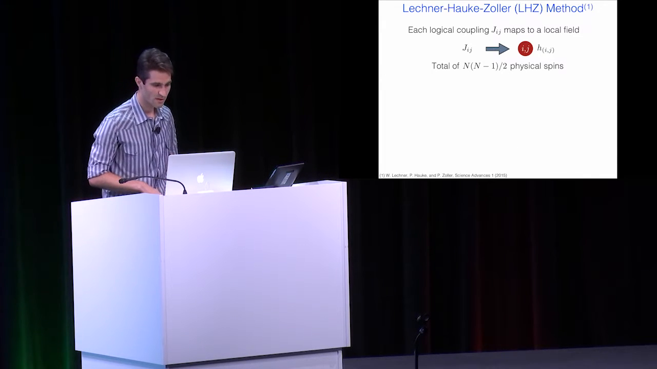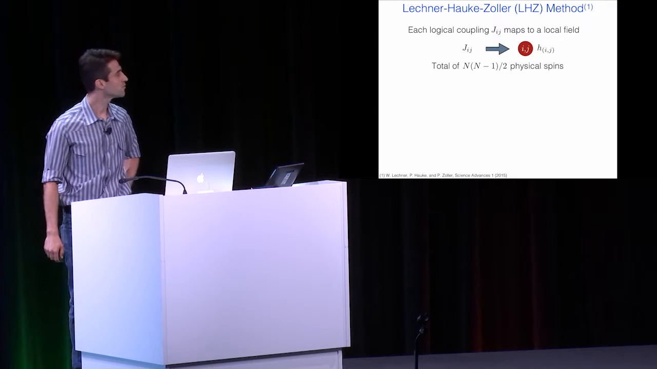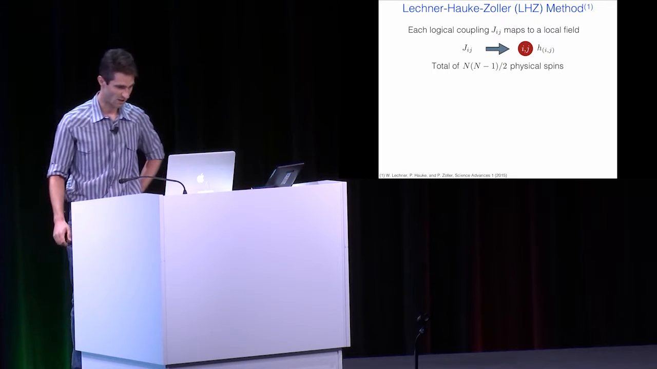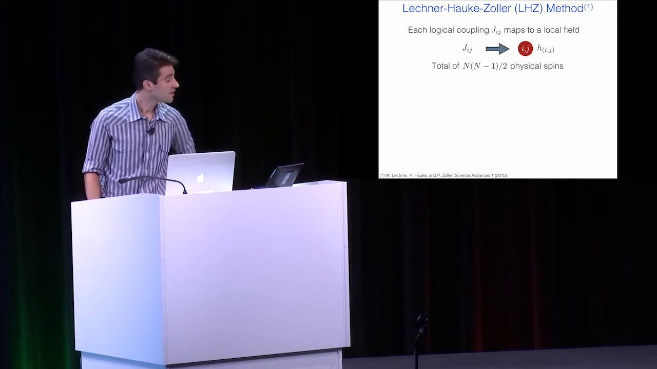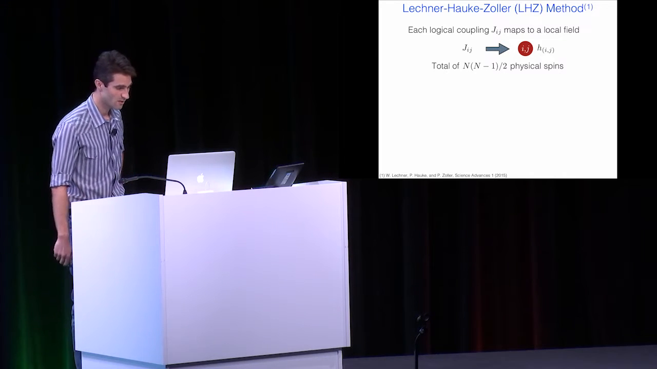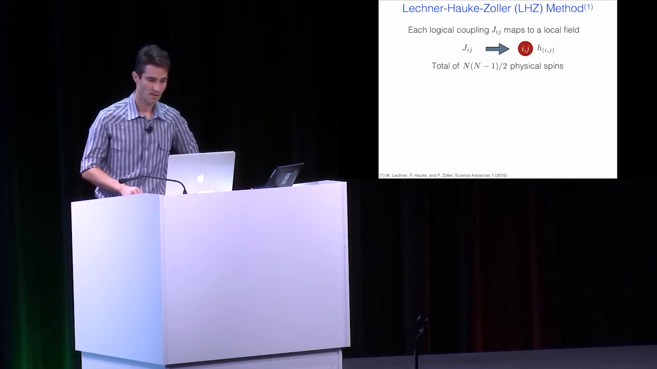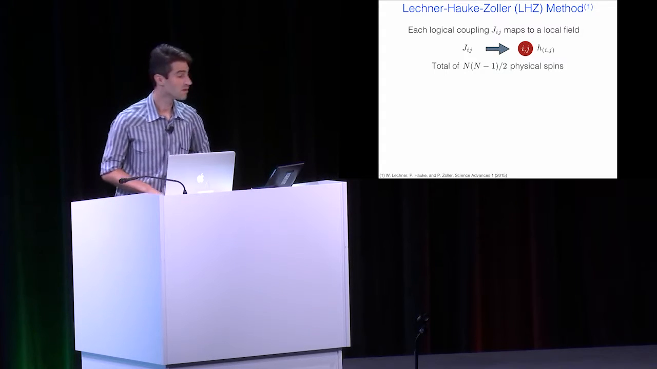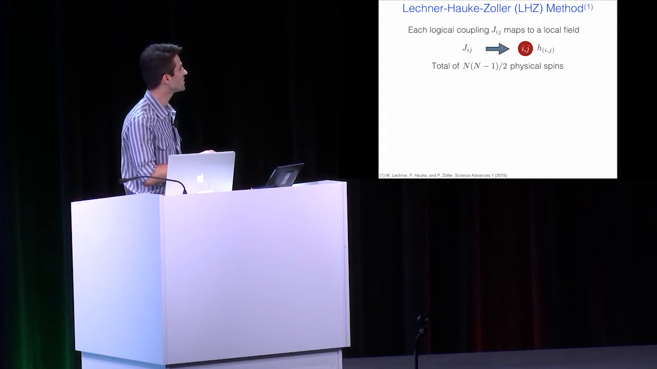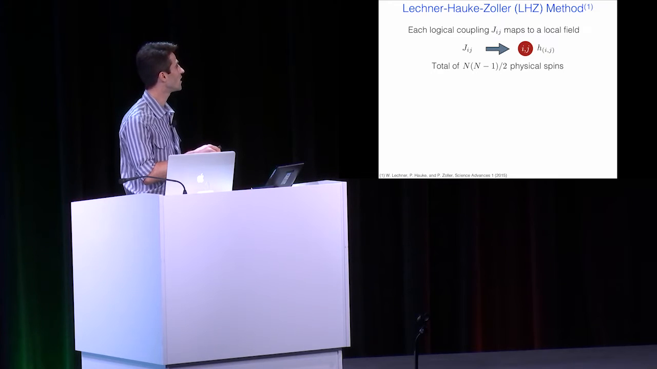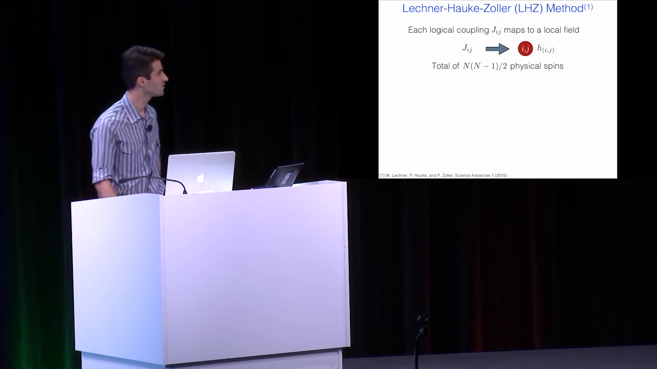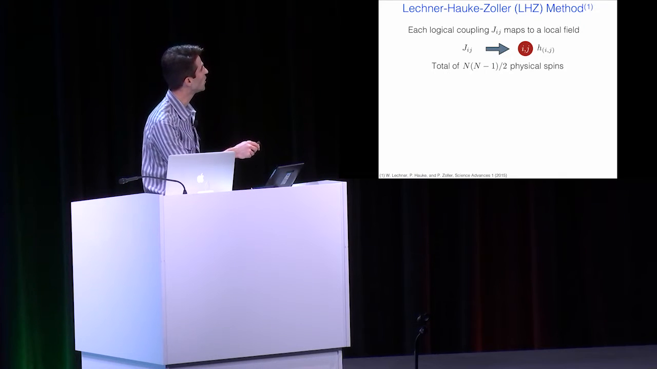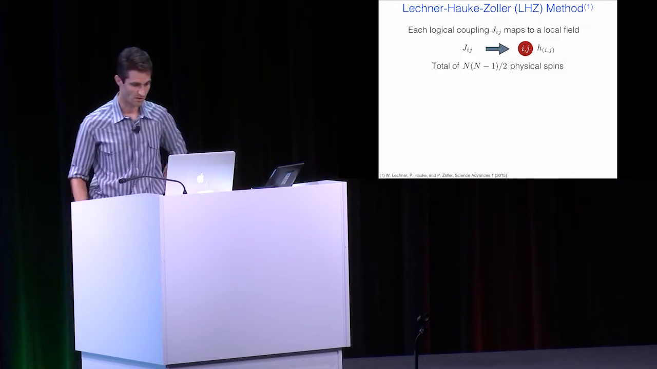This is the scheme that we've all been using for a long time. But now we have the Lechner-Hauke-Zoller scheme, which was first introduced last year, and Wolfgang just described it to us. Let me very briefly describe it again. The idea is that you take your logical couplings, the J_ij's, and map them to local fields. Since you had n times n minus 1 over 2 couplers, you now have n times n minus 1 over 2 physical spins. The value of your logical coupling becomes the value of the local field on that physical spin.